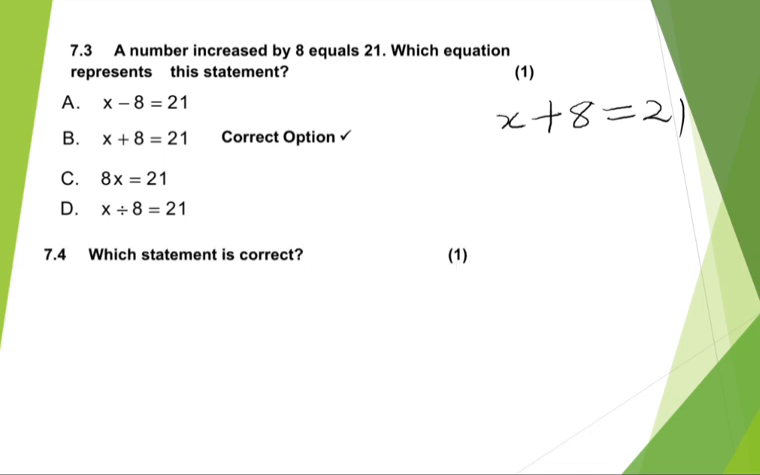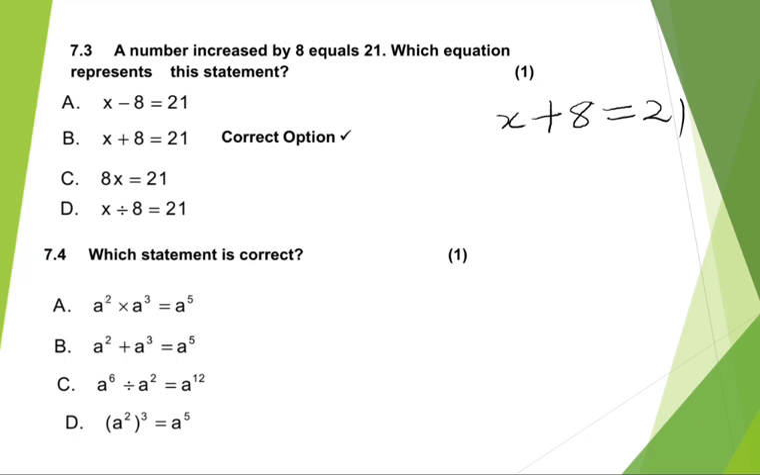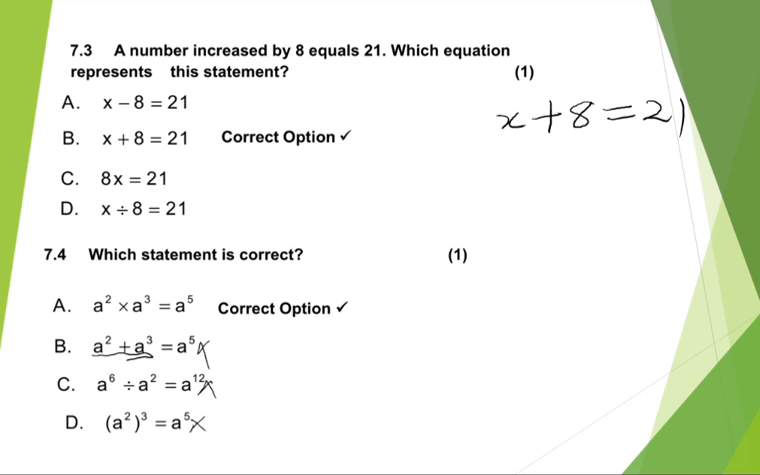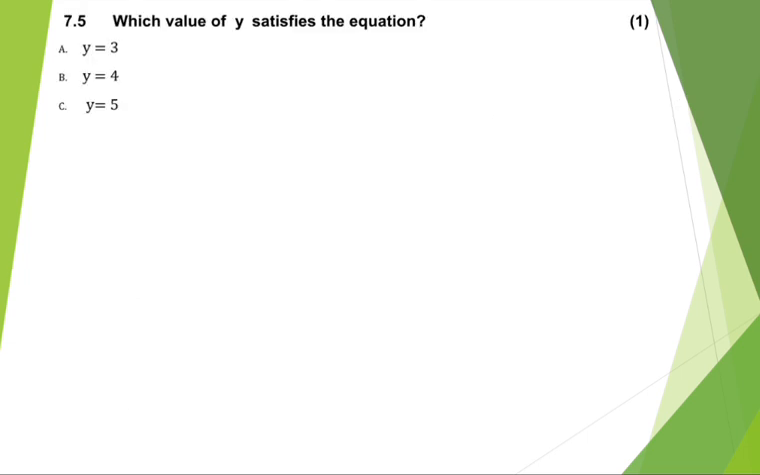Then we move on to which statement is correct. Let's look at those statements. A: a to the power 2 times a to the power 3 is equal to a to the power 5. That's correct because we add the exponents. a to the power 2 plus a to the power 5 is equal to a to the power 5. That's wrong. Then here we are dividing. Subtract the exponents. It's not a to the power 5. That's wrong again. Then here you multiply the exponents. Don't add. That's wrong again. So the correct option is A. Right. We'll move on to the next one.